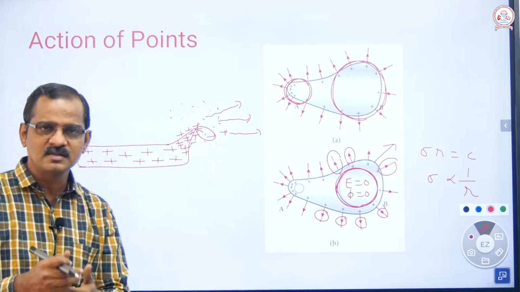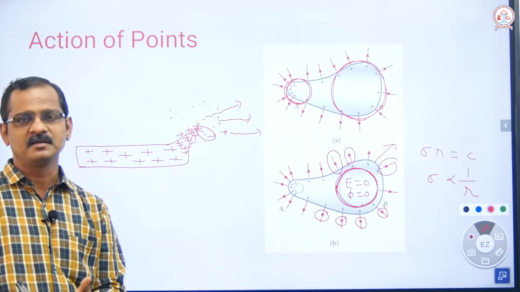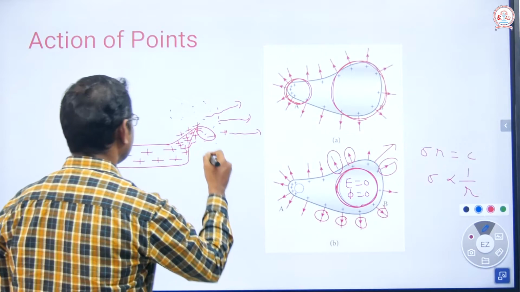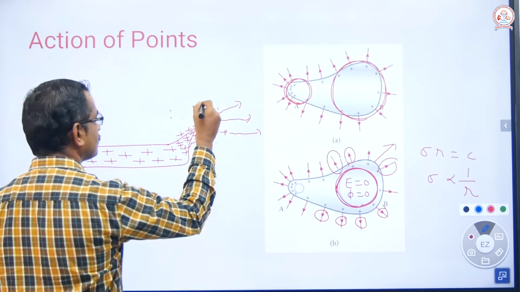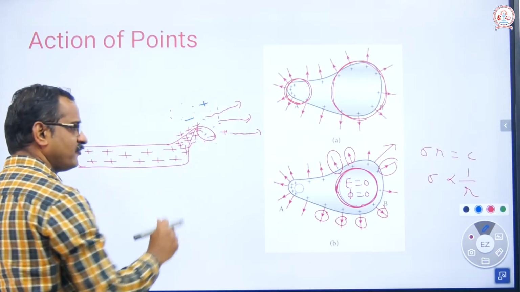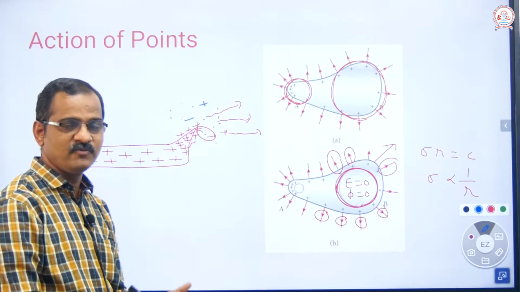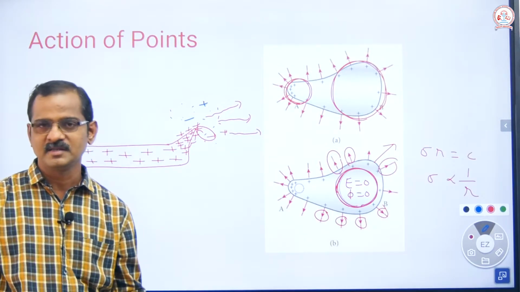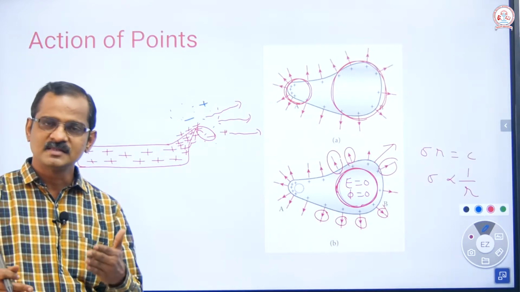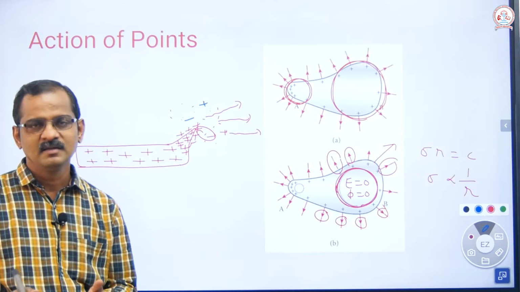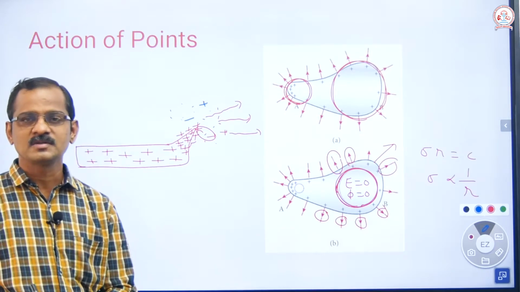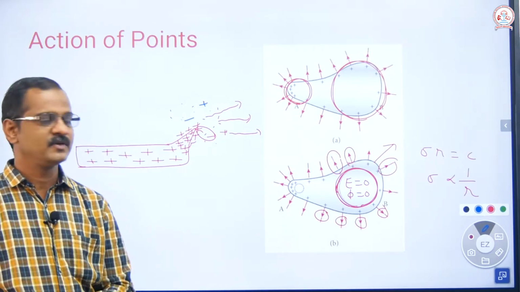So leakage of charges at the sharp points of a charged conductor is known as action of points or corona discharge. In the air molecules, ionization takes place, so positive and negative ions will be developed there. These positive and positive, there will be a force of repulsion, Coulomb's law. Like charges repel each other. Force of attraction or repulsion between charges is directly proportional to the product of the charges and inversely proportional to the square of the distance between the charges.